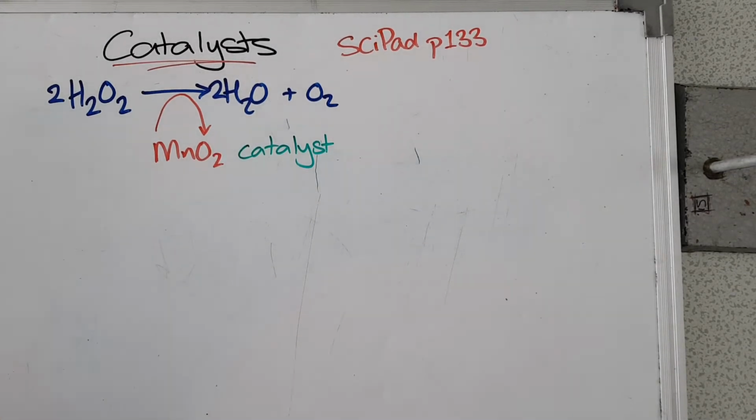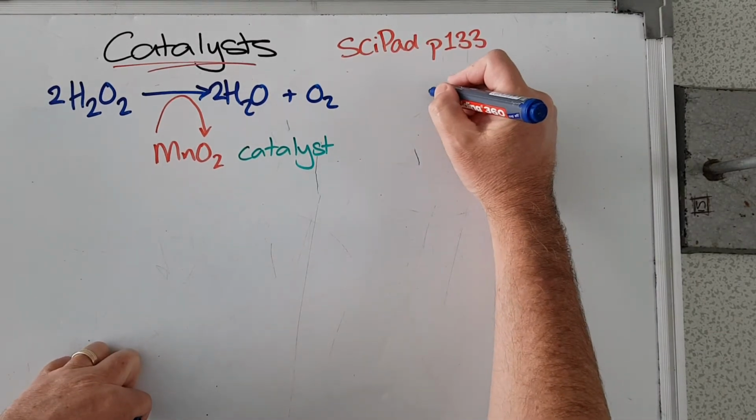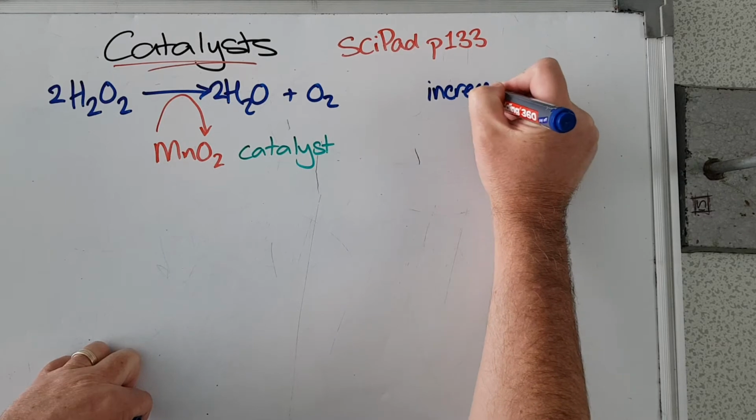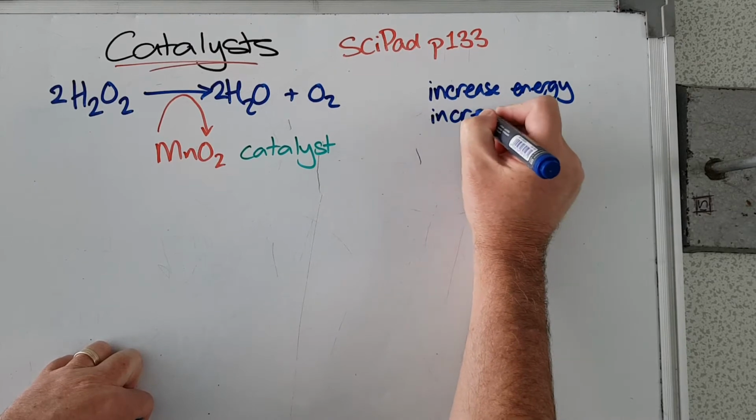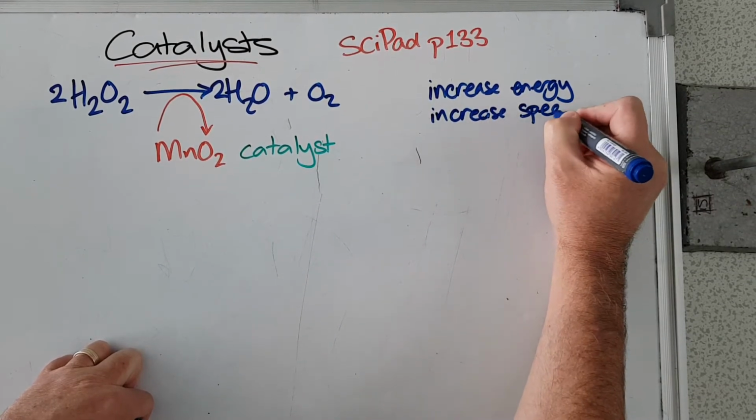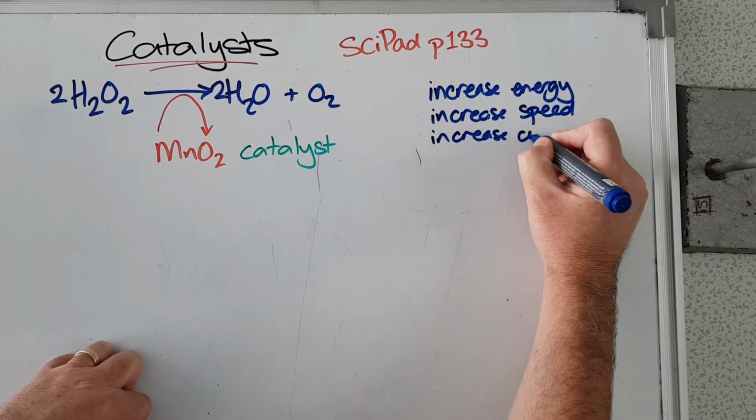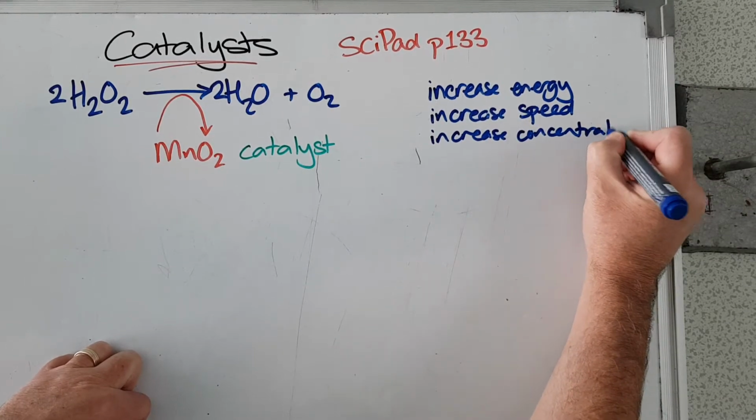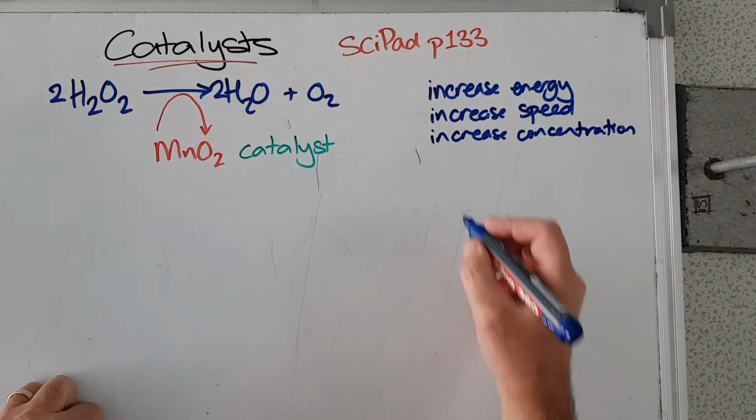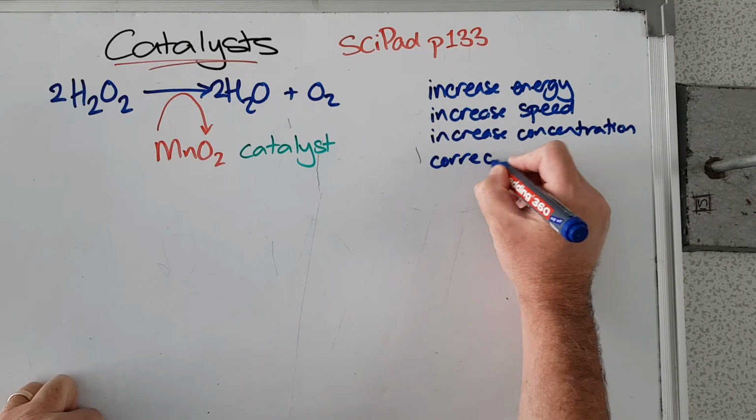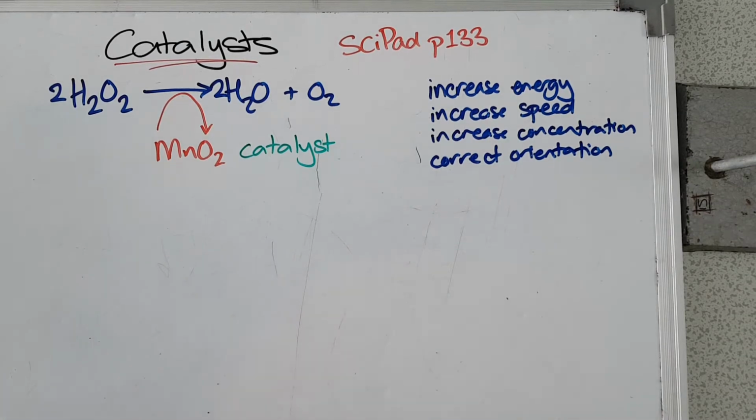Well, if we recall, we can speed up a reaction by increasing the energy of the particles so that they've got more energy to react, increasing the speed, which actually effectively does the same thing, but it also means we get more collisions per second. We can increase the concentration, so there's more particles per cubic centimetre. But what we also can do is we can make sure that the collisions have the correct orientation. This means the particles that are going to react facing the right way.